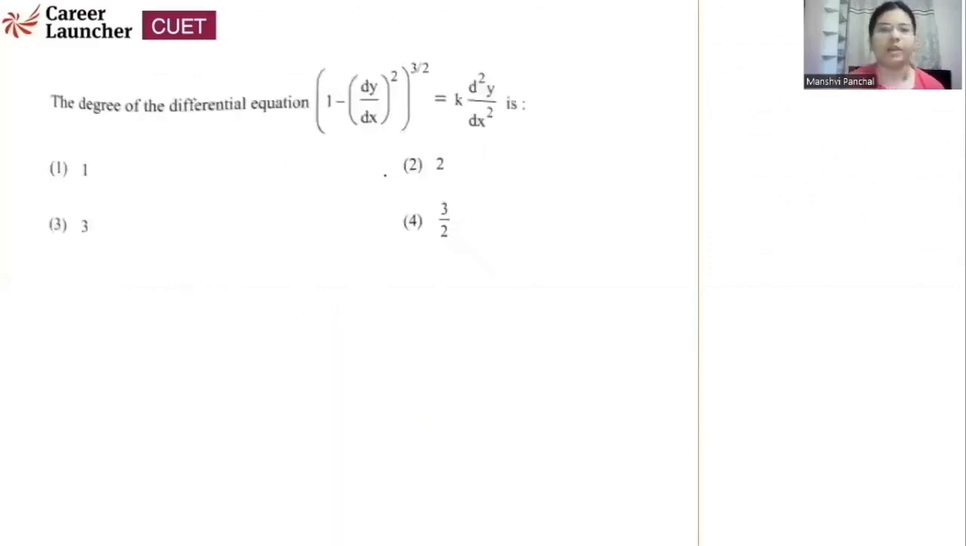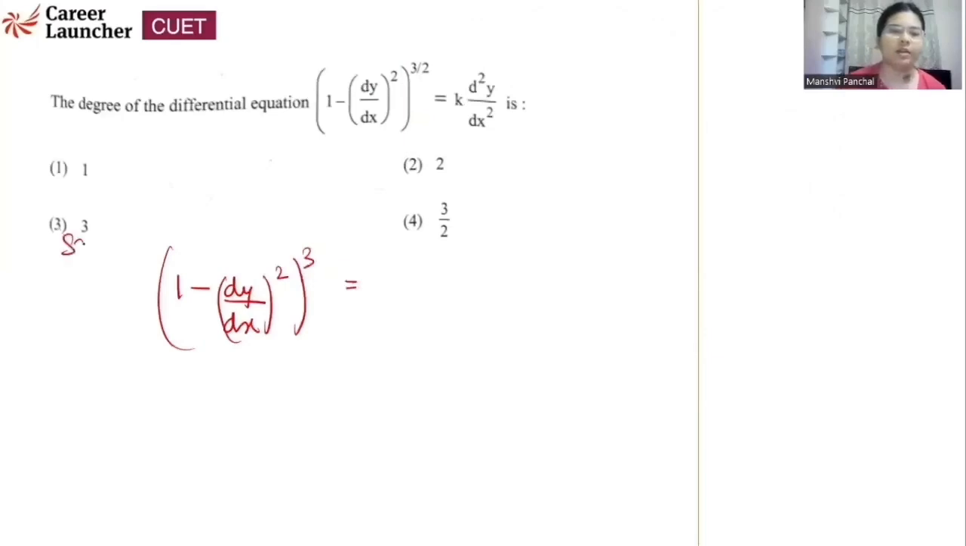Next, we have question number 9. So the degree of the differential equation this. So to find the degree, first we have to free it from the radicals. So we will square both sides because it is 3 by 2. So 1 minus dy by dx whole square raised to the power 3 by 2 is equal, or squaring both sides. I'll write here squaring both sides.